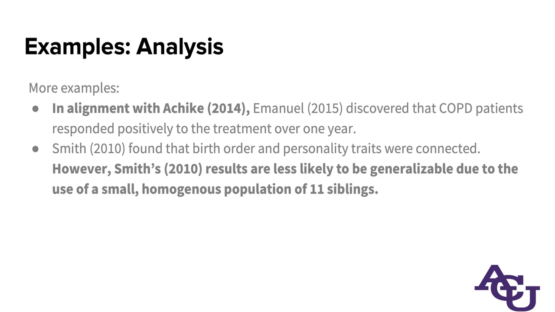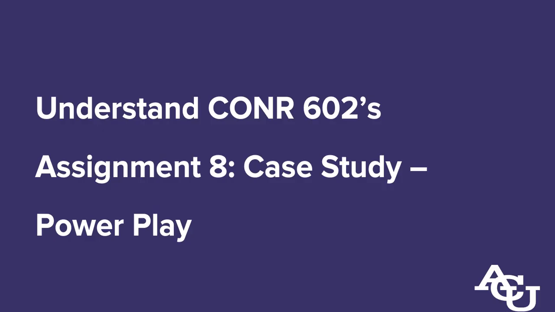However, Smith's 2010 results are less likely to be generalizable due to the use of a small, homogeneous population of 11 siblings. So it's presenting a finding and saying, well, there's this thing about it that is important. That's the analysis. With that, let's look at the assignment that we're delving into today.